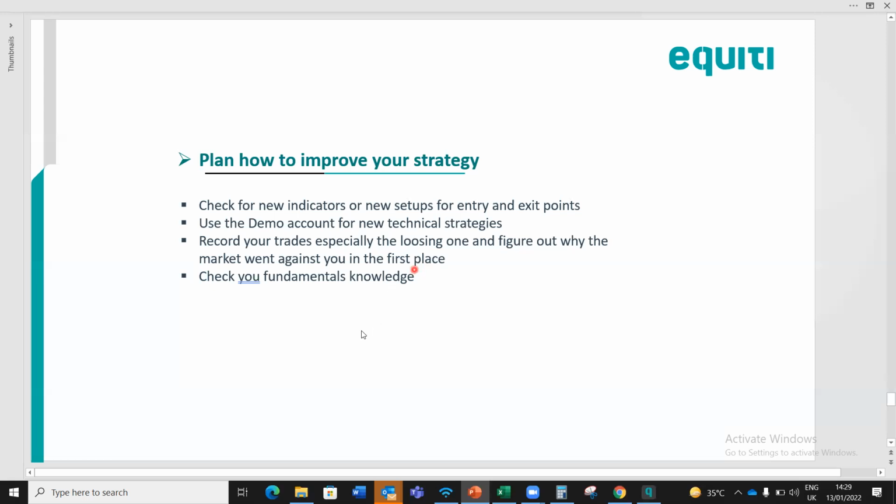The last, then, is check your fundamental knowledge. Check your fundamental knowledge also.